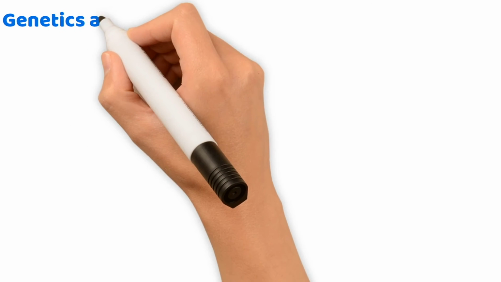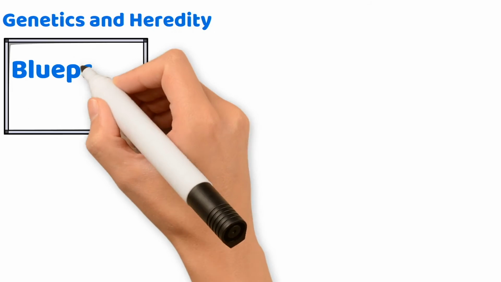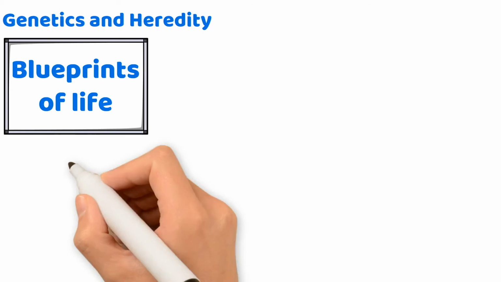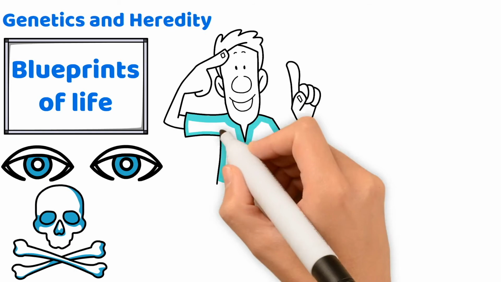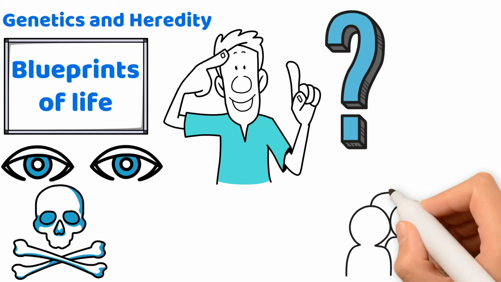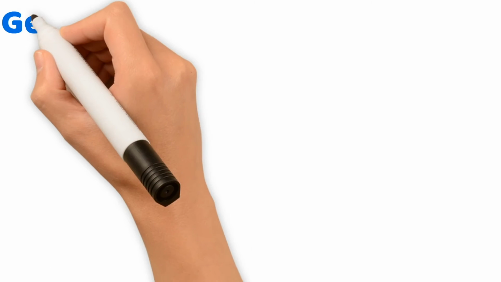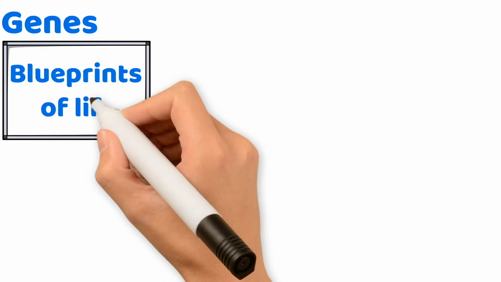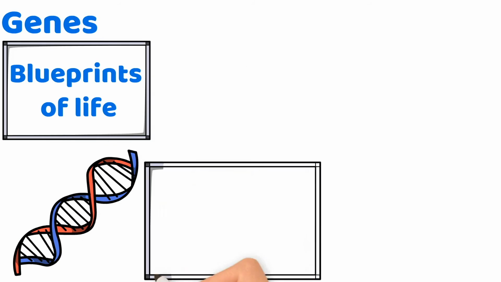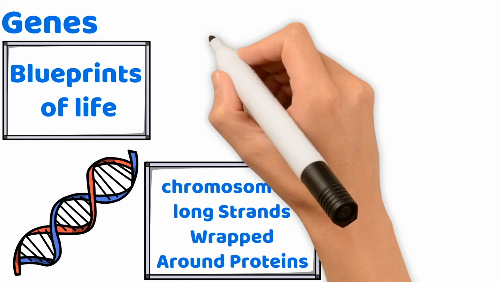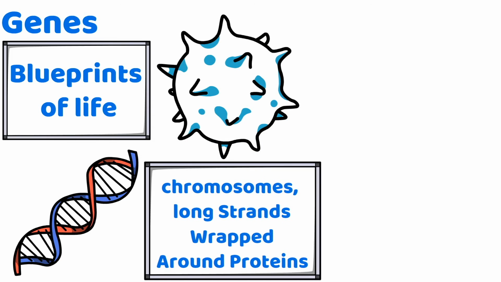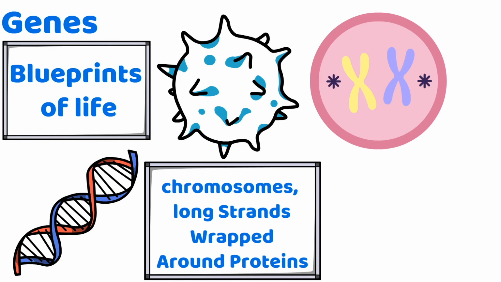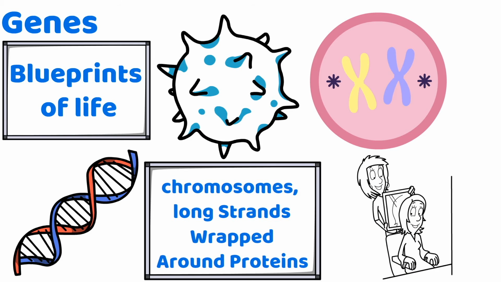Lastly, genetics and heredity. These are the blueprints of life, dictating everything from your eye color to your risk for certain diseases. Understanding genetics helps us grasp how traits are passed down through generations. Genes are the blueprints of life. These segments of DNA reside on chromosomes, long strands wrapped around proteins, and are found in the nucleus of every cell. Each gene holds instructions for making proteins that determine everything from your hair color to your height.